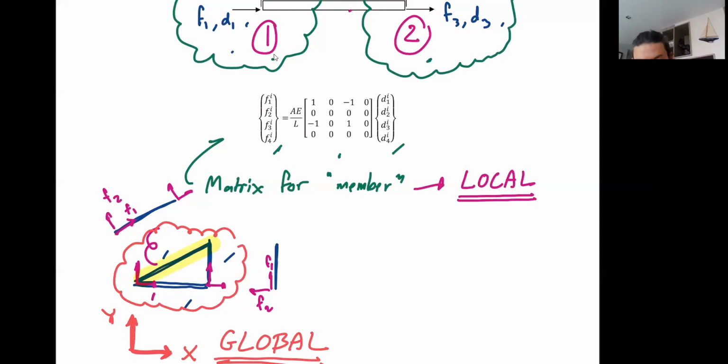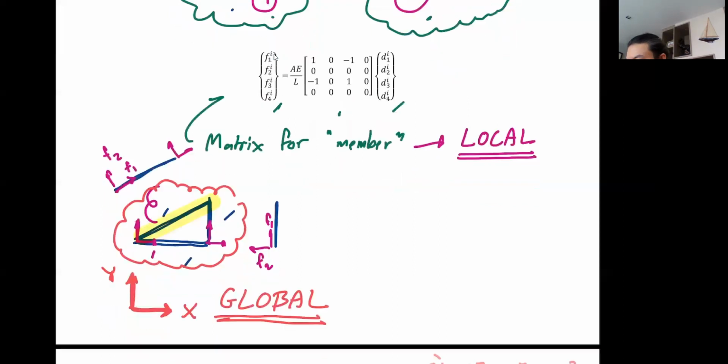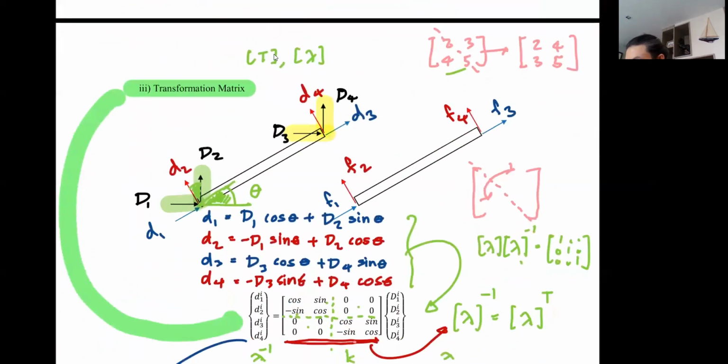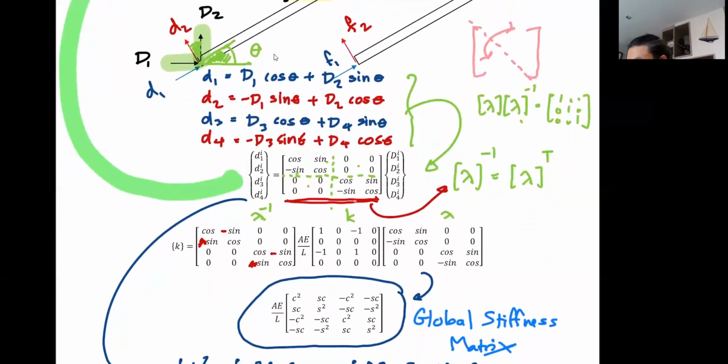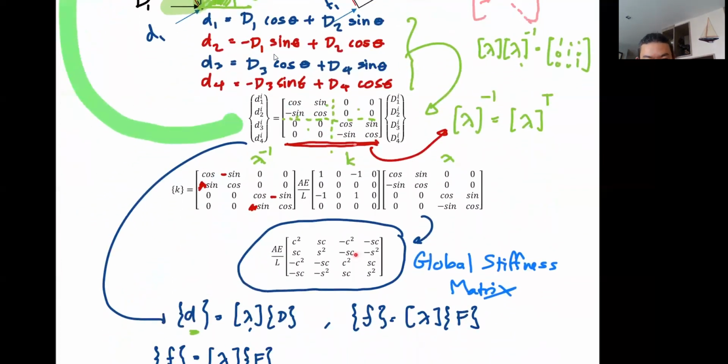Any more questions? But before we get to that, we now have the global stiffness matrix for one member. It's not for the structure just yet. So we need one huge important step to put the stiffness matrix of each member together to form the stiffness matrix for the entire structure. Okay. Any question?